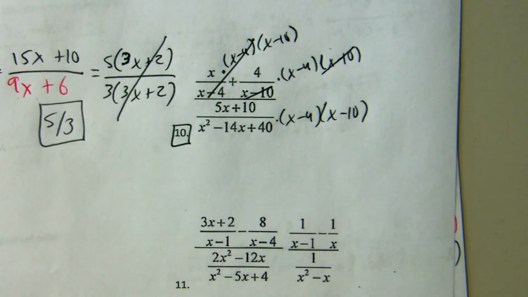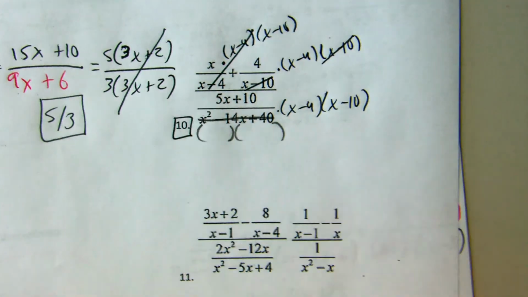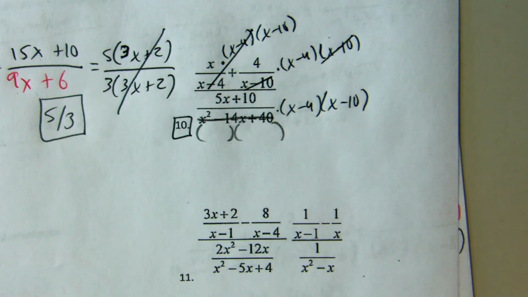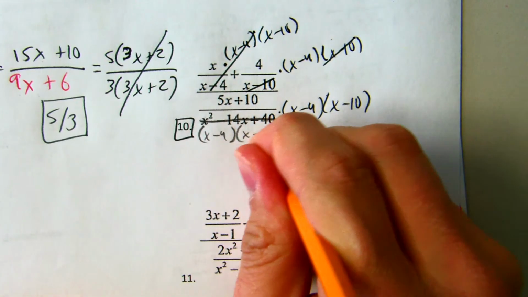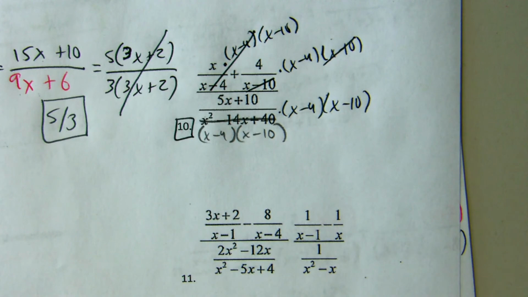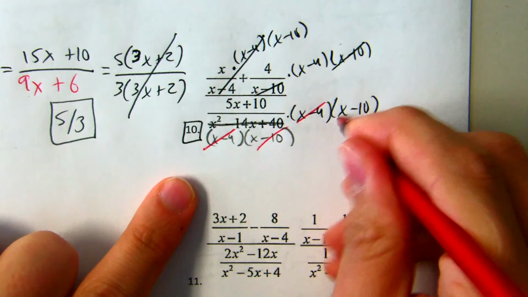So instead, factor this and realize that x squared minus 14x plus 40 is really the same thing as x minus 4 times x minus 10. We don't need to multiply everything else by anything. I'm already canceling out the things that need to be canceled.